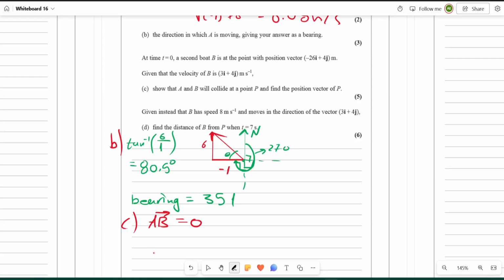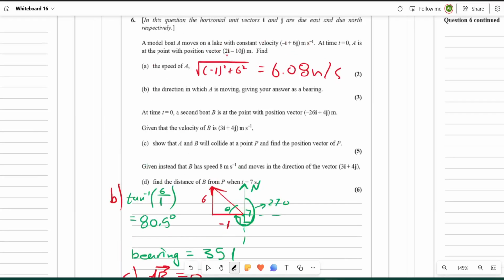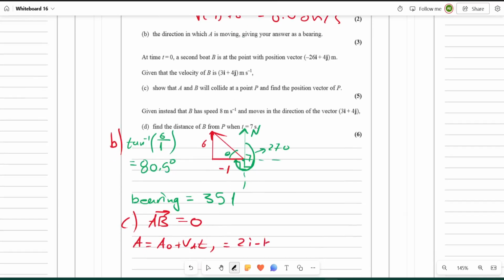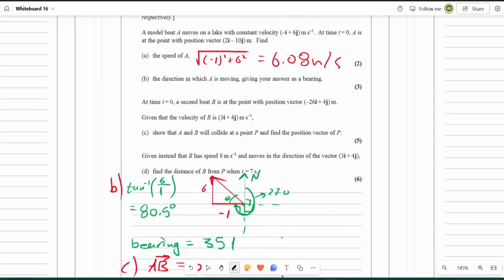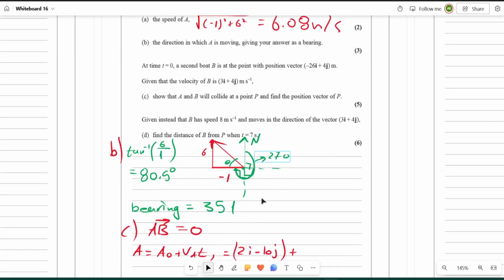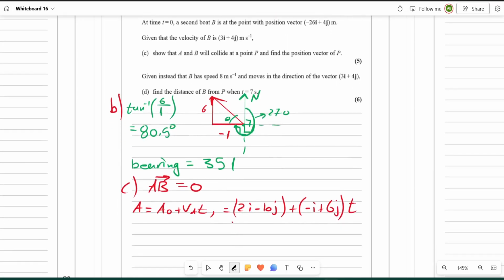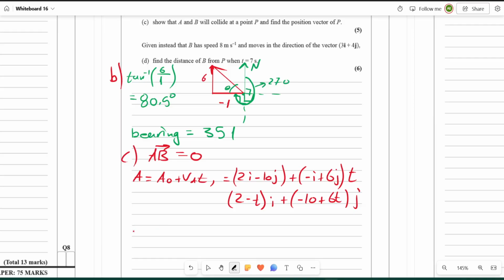So let's start by finding the vector A. It's going to be A0 plus VA times t. You already memorized this formula by now. So it's going to equal A0, which is the position vector of A, which is 2i minus 10j, plus velocity of A, which is negative i plus 6j, into time. So let me group the i's together. This is going to be 2 minus t in the i plus negative 10 plus 6t in the j. That is the general position vector of A.